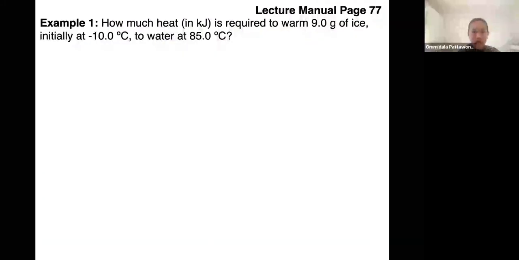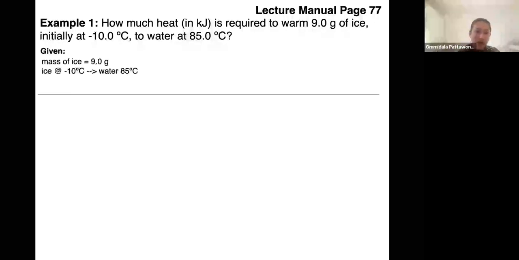So example one, we are going to take a look at how much heat is required to convert 9 grams of ice to water at 85 degrees Celsius. I'm going to walk you through this similar to the heating curve that we looked at before. I'm going to take a look at what is given. All of these are given, so we're going to find heat.